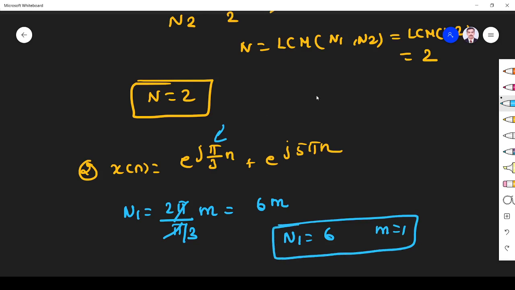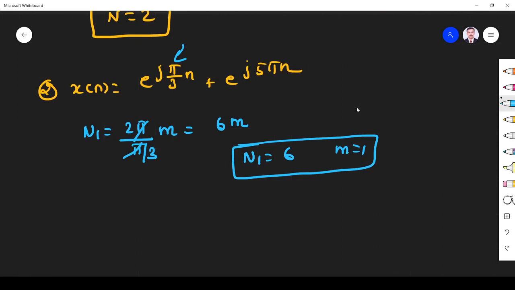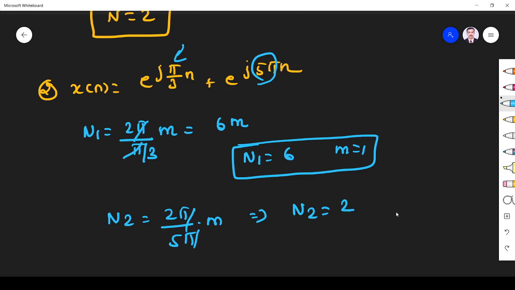Right, so n is an integer, so this one is periodic. Next we have to find n2. The value is 2 pi by 5 pi, because omega is 5 pi, into m, pi cancels. So this indicates n2 is equal to 2 and m is equal to 5. We substitute m equal to 5, n becomes an integer. So m is an integer, n is an integer. So the second signal is also periodic.